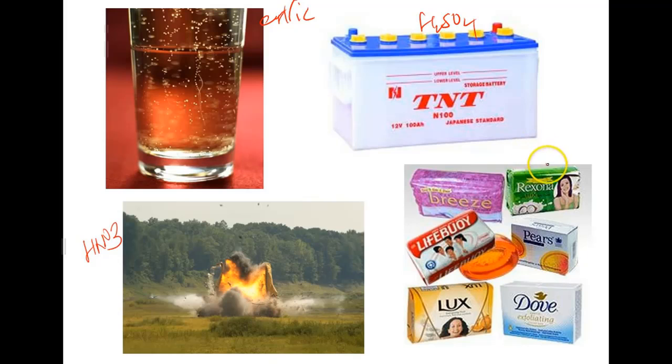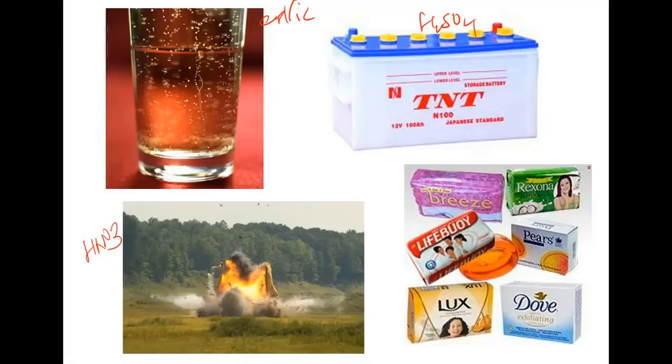And soaps, some soaps contain acids. Why? Because your skin is slightly acidic, about pH 5.5 around there. So to balance the pH of your skin, the soap sometimes contains a little bit of weak acid, such that when you wash your skin, the soap is at the same pH as the skin and it wouldn't damage or dry the skin. So these are useful uses of acids.